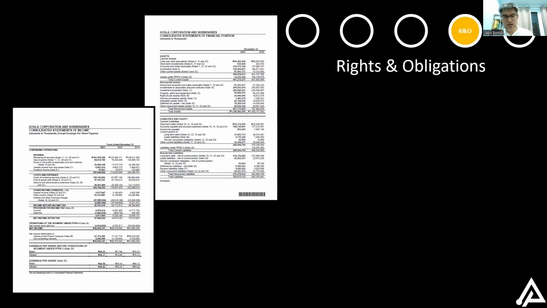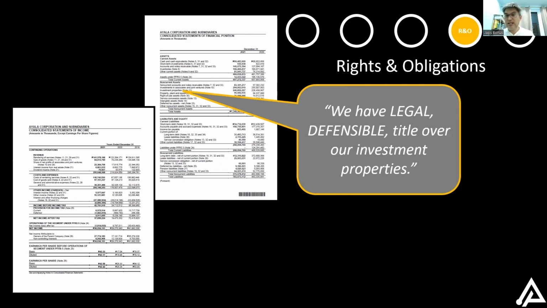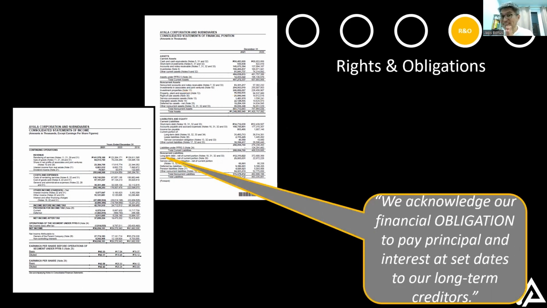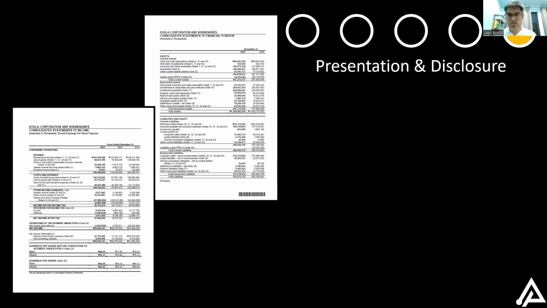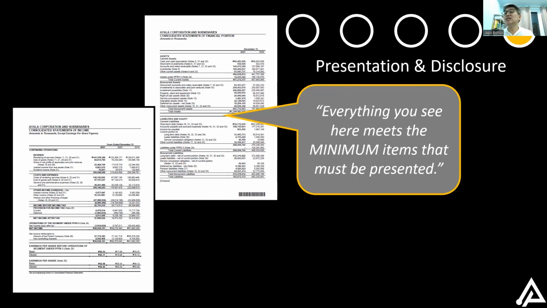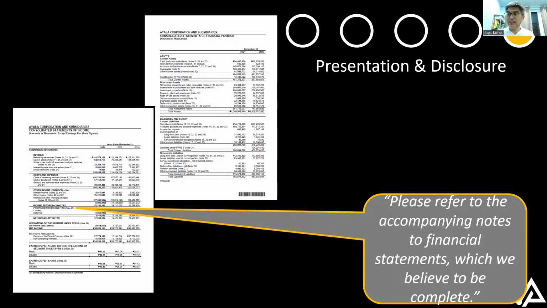The fourth assertion is on rights and obligations. So basically, management asserts that whatever assets you're seeing in the financial statement, management has legal rights over them, legally defensible rights and title over those assets, and that the obligations you see there are valid obligations, either trade obligations or financial obligations of the company. The last assertion is on presentation and disclosure, wherein management asserts that all the information that you see here meets the minimum requirements of the accounting and financial reporting standards, and that all other required information may be found in the accompanying notes to the financial statements.